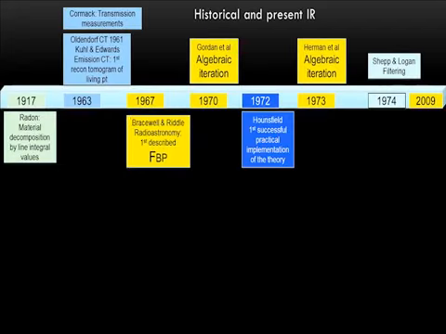So moving on, let's look at the historical perspective of CT and IR, starting back in 1967, where Bracewell and Riddle introduced the filtered back projection, which was used for radio astronomy.